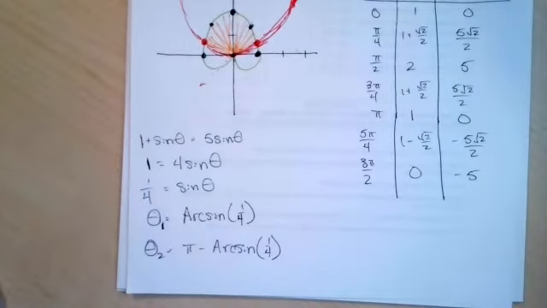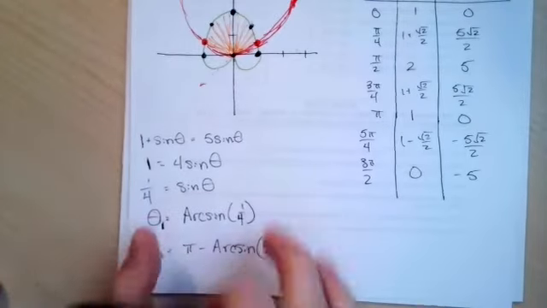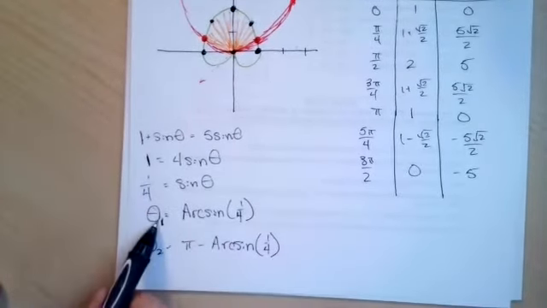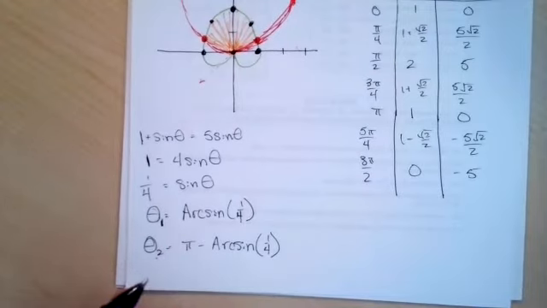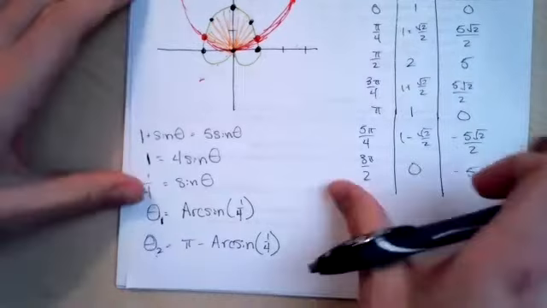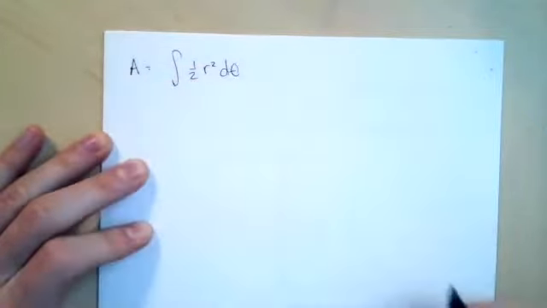Because those numbers are kind of bad, let's just keep them as they are. And actually, I'm going to write it as theta 1 and theta 2 just to simplify our work and to simplify our setup. So to set this up for you guys, our area is going to be the integral of 1/2 r squared d theta.